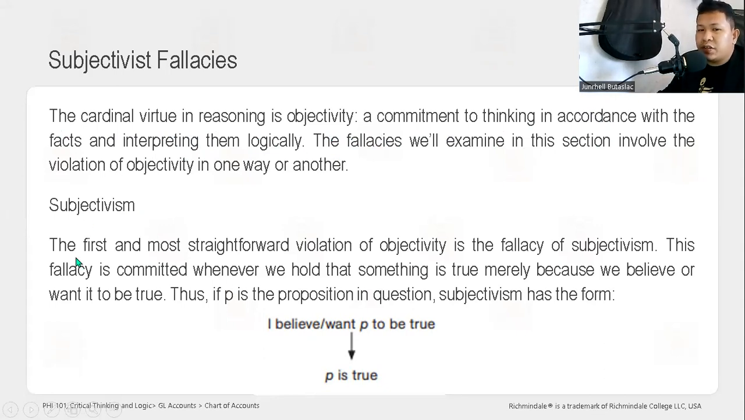The first and most straightforward violation of objectivity is the fallacy of subjectivism. This fallacy is committed whenever we hold that something is true merely because we believe or we want it to be true. Thus, if P is the proposition in question, subjectivism has the form: I believe or I want P to be true; therefore, P is true. Does this urge to your mind that this is true, or I want this to be true? Even if I'm not sure, for me I could believe that this one is true.